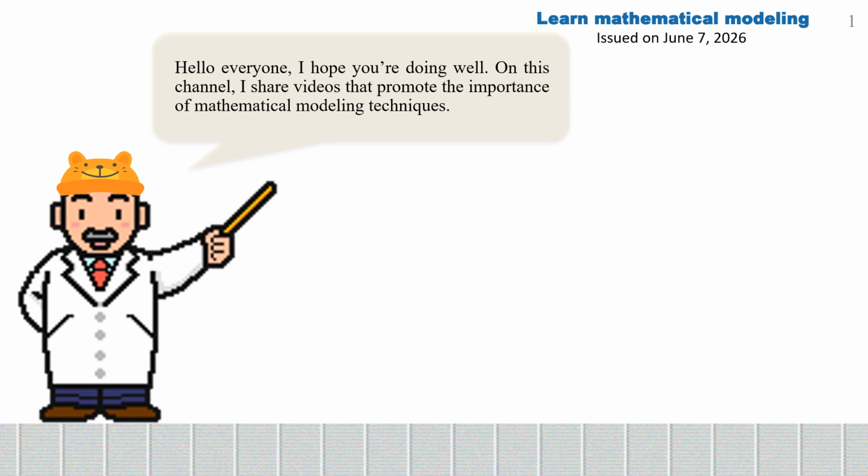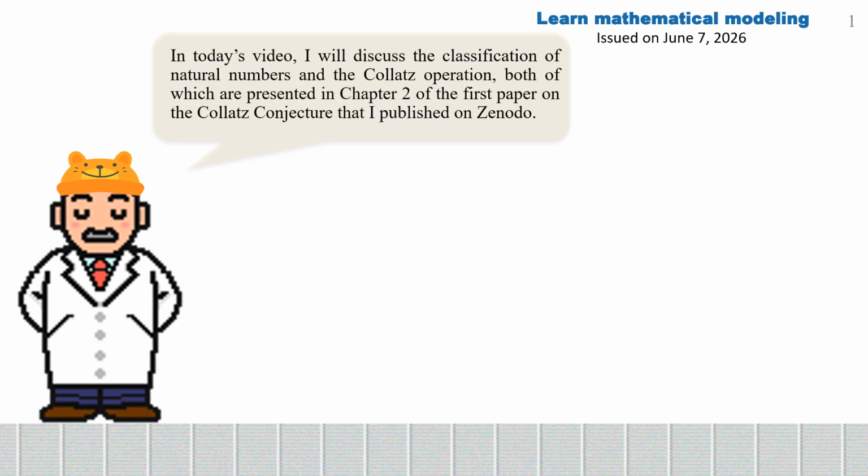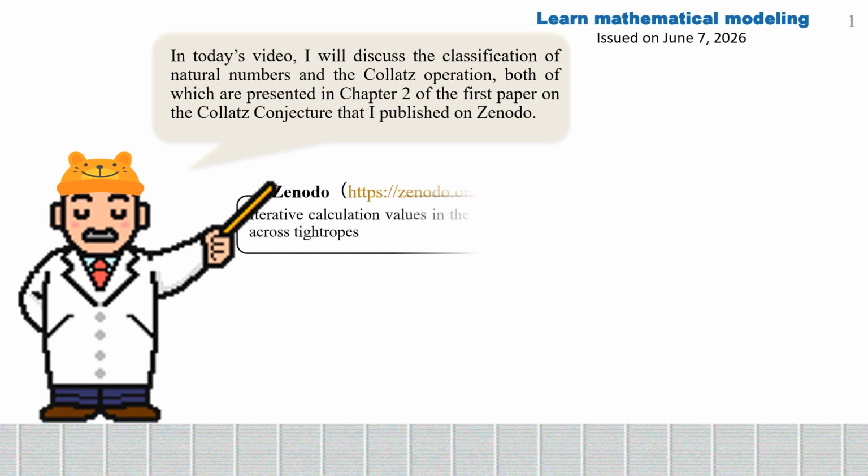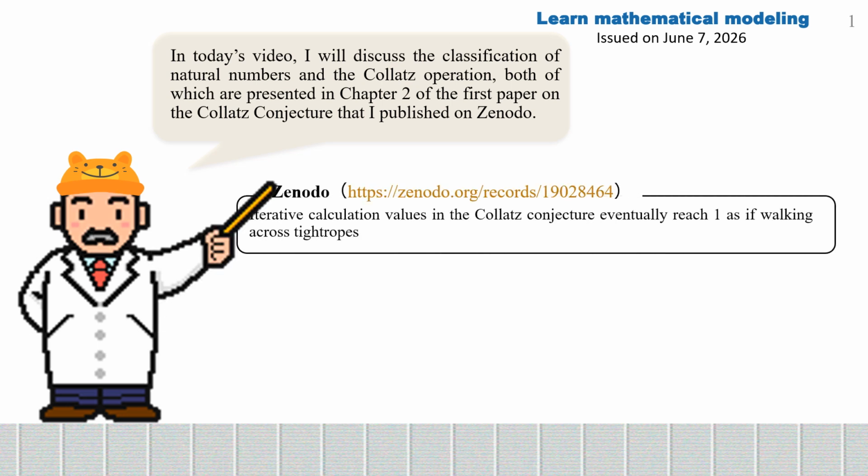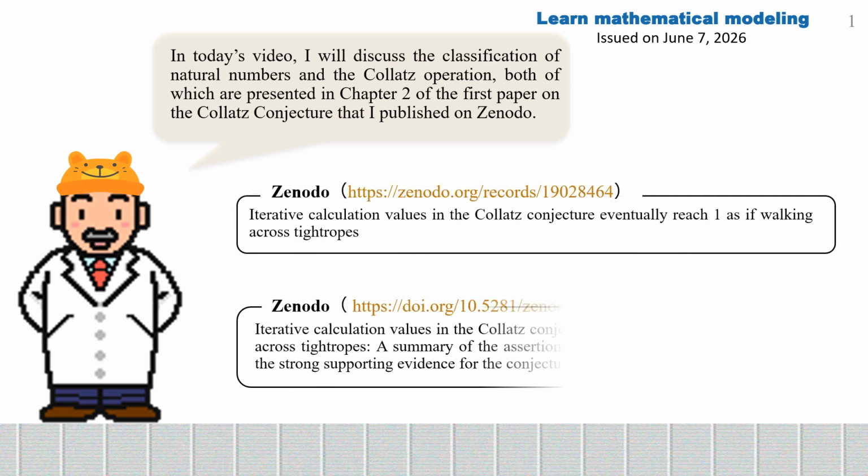On this channel, I share videos that promote the importance of mathematical modeling techniques. In today's video, I will discuss the classification of natural numbers and the Collatz operation, both of which are presented in Chapter 2 of the first paper on the Collatz Conjecture that I published on Zenodo.